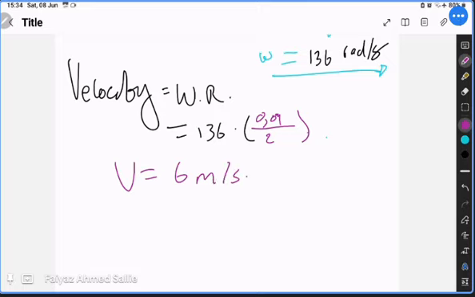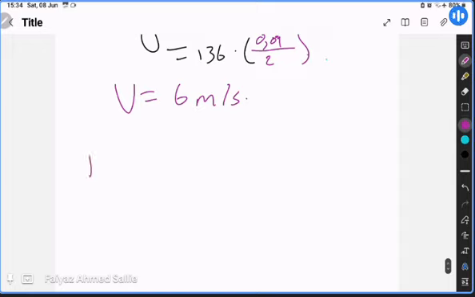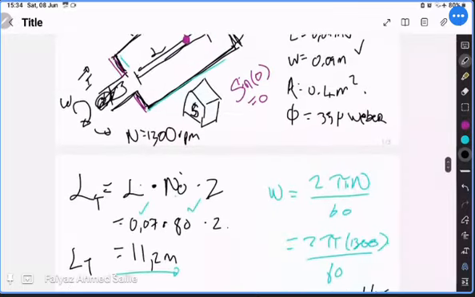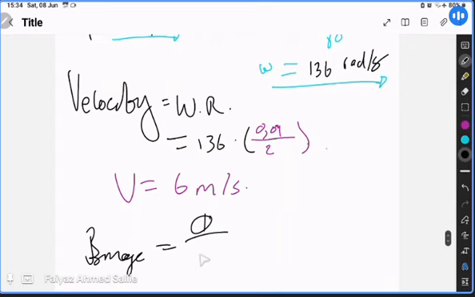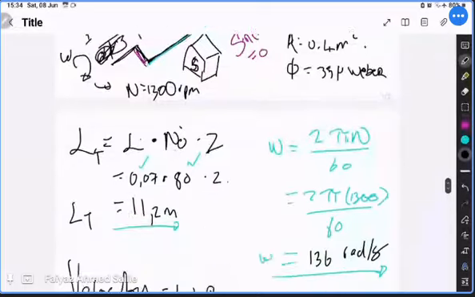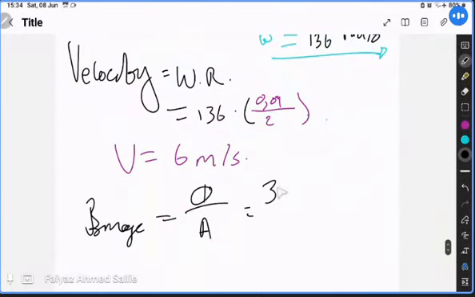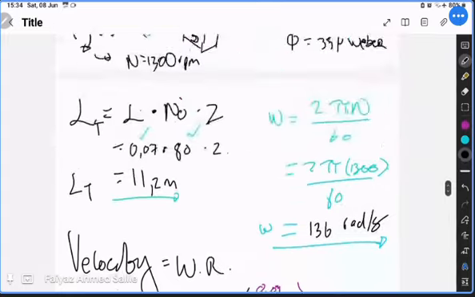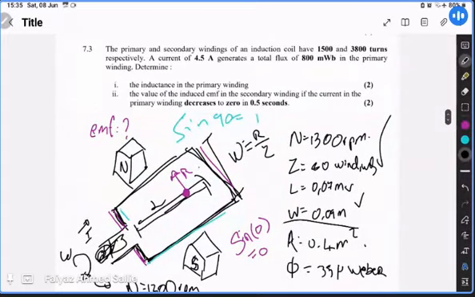The next thing to calculate is the magnetic density, and we know that the magnetic density is equal to the flux over area. So the flux was given to us as 35 microwebers, and the area was 0.4.